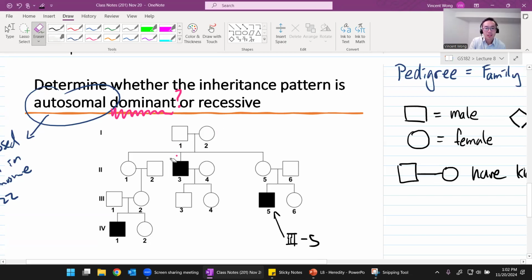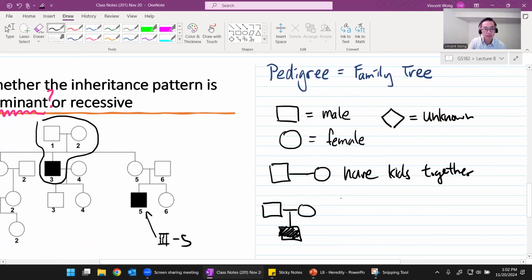So if you see this kind of pattern, if you see a situation where the parents don't have it, but one of the kids has it, then it is definitely not dominant. And if dominant and recessive are the only choices, which is what we're doing, then it must be recessive.